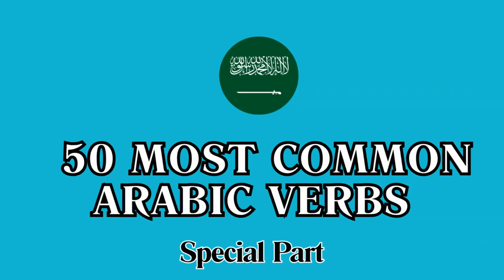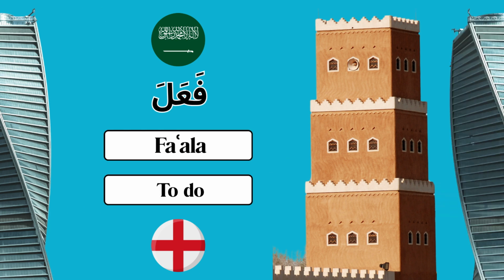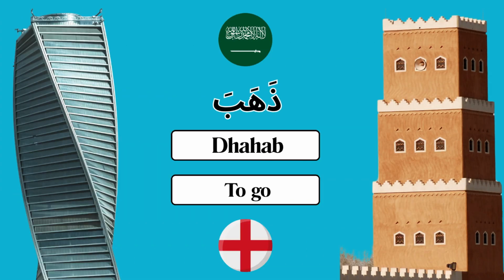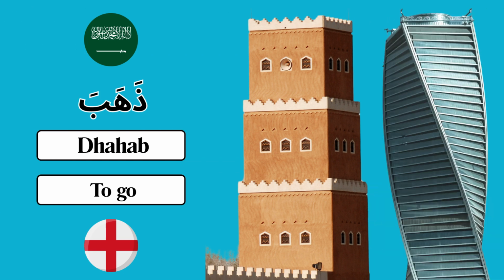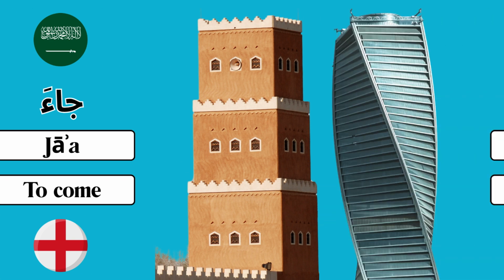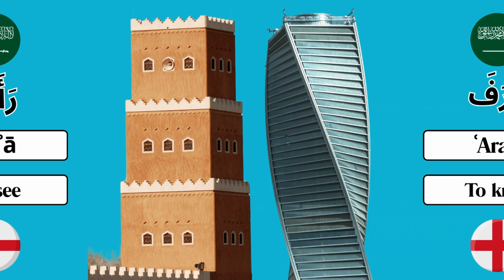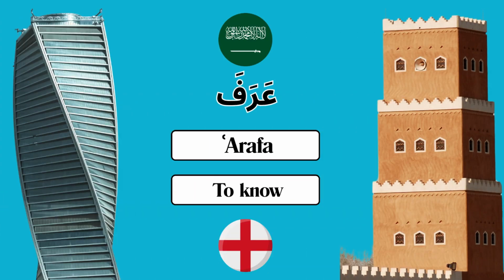Today we are learning 25 most common verbs. Let's get started. To be, كان. To have, لدى. To do, فعل. To go, ذهب. To come, جاء. To see, رأى. To know, عرف.